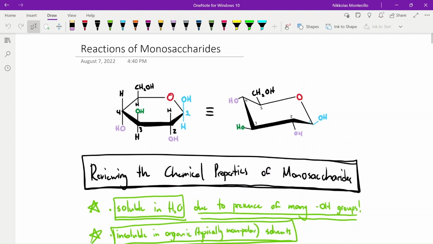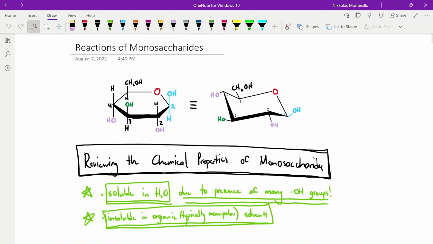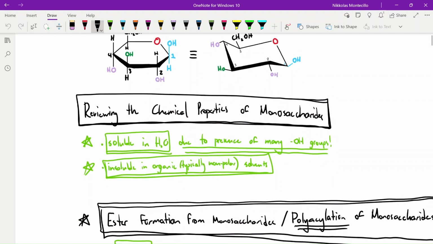In this video, we're going to be going through reactions of monosaccharides. So let's just review the chemical properties of monosaccharides. As it seems apparent here, we can see that carbohydrates or monosaccharides are soluble in water due to the presence of many hydroxyl groups, right? And we can see that they're also insoluble in organic or typically non-polar solvents.